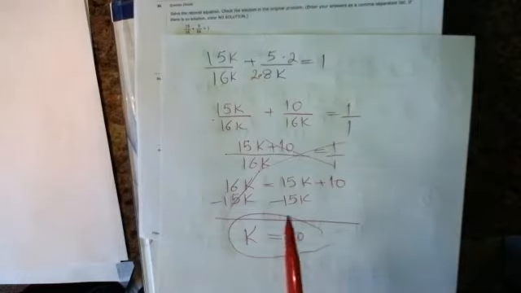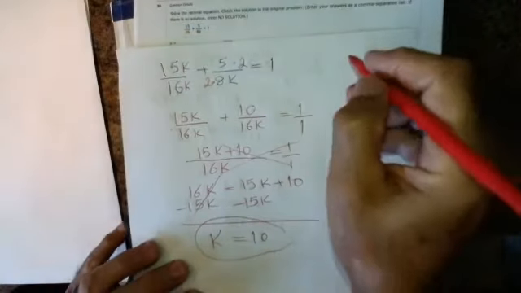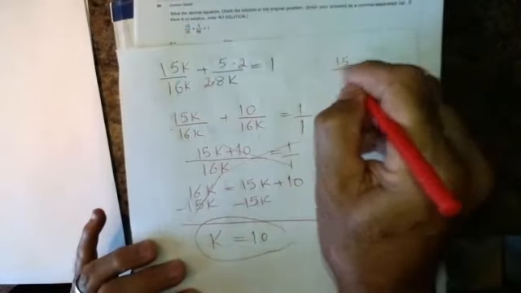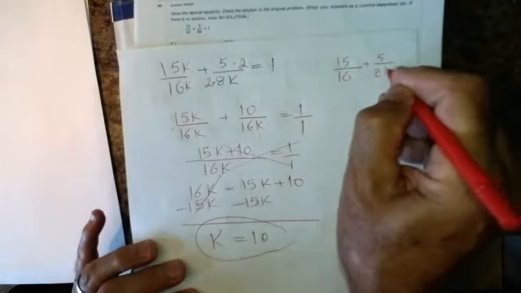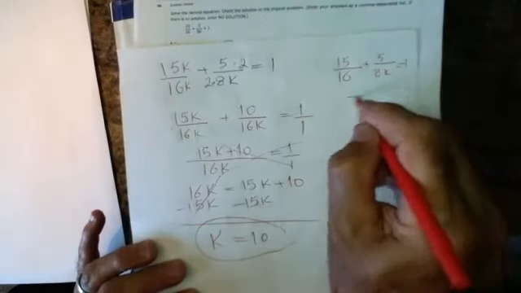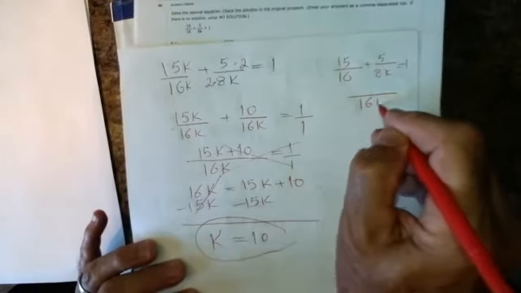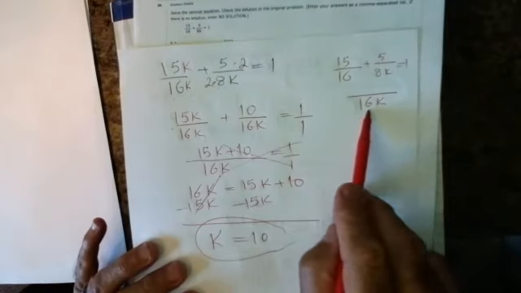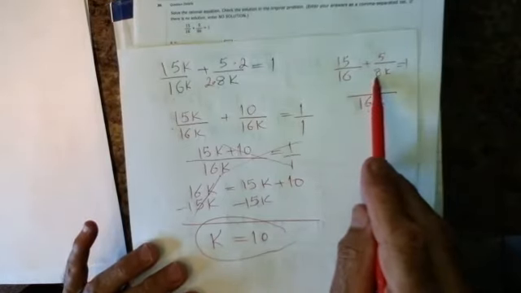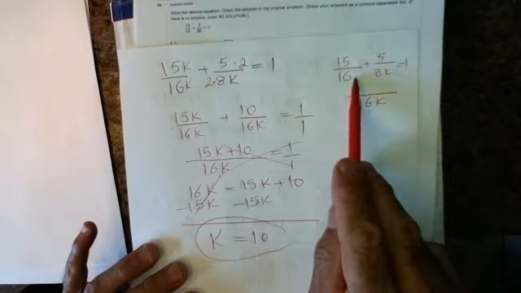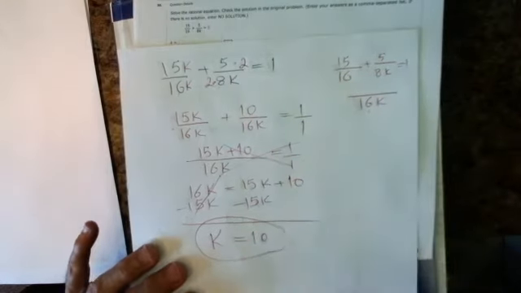See, our goal is to have the denominator, the original problem was like this, right? 15 over 16 plus 5 over 8k. We wanted to have 16k as our denominator. So then this needs a 2 and this needs a k to have it like that. That's what we did here.